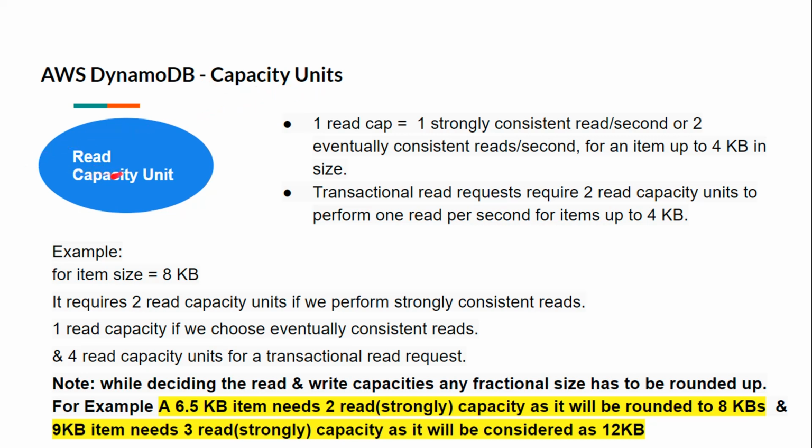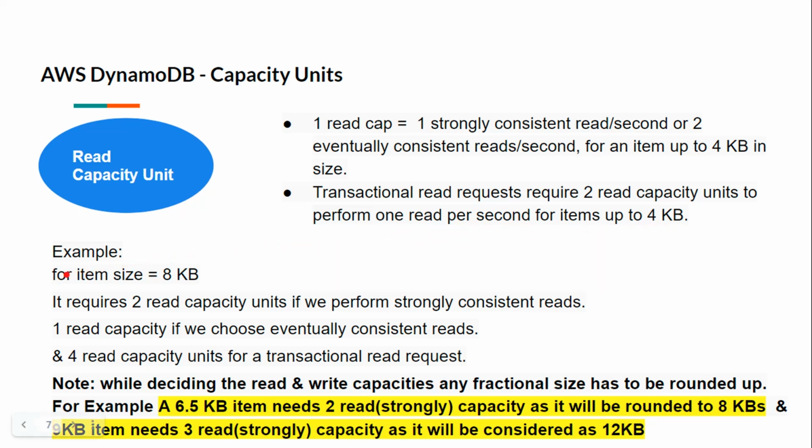If we talk about read capacity unit, one read capacity unit is equal to one strongly consistent read per second or two eventually consistent reads per second for an item up to 4 kilobytes in size. To understand the difference between strongly consistent reads and eventually consistent reads, please go through my previous video on AWS DynamoDB basics. If you want transactional read requests, we need 2 times the read capacity units to perform 1 read per second for an item up to 4 kilobytes of size.